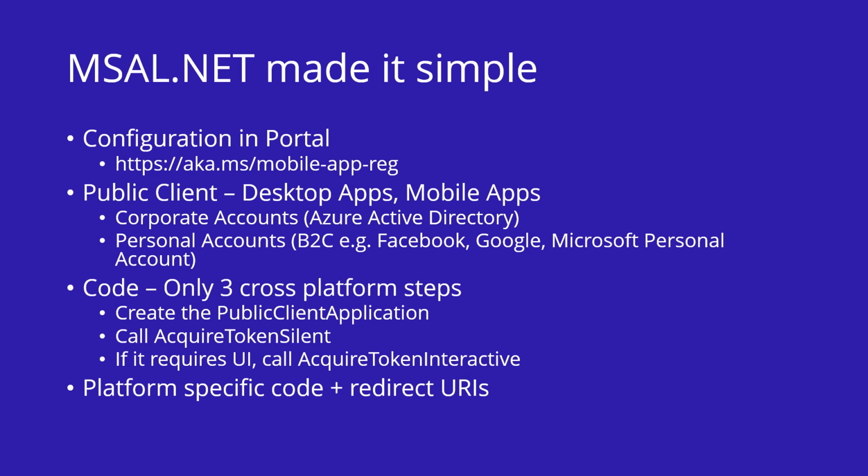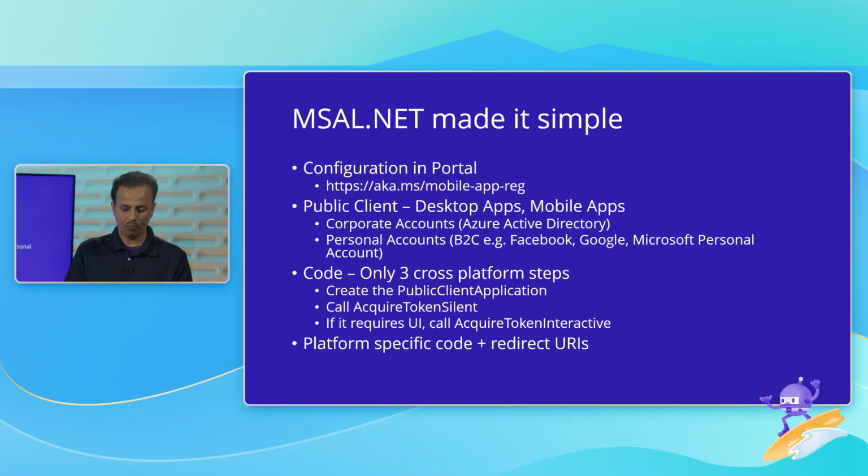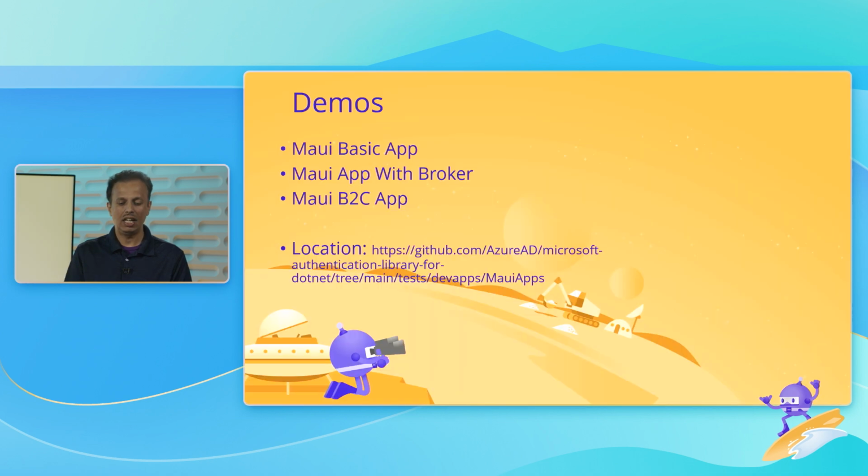So with that, that's the common code. And of course, there's platform specific code, and the redirect URLs can vary from platform to platform. So I'll show that in the code, but I know most of you are developers and you don't want to see the PowerPoint slides anymore. So we'll go to the demos. The demo has three apps: basic, with broker, and B2C app. And they're currently located in this folder. I'll give it to you, and we'll shortly publish the sample apps for that.